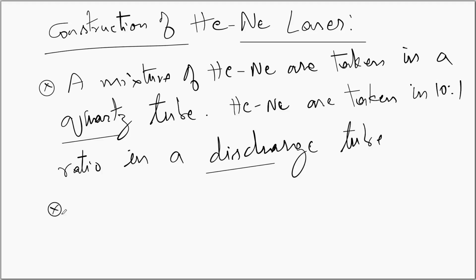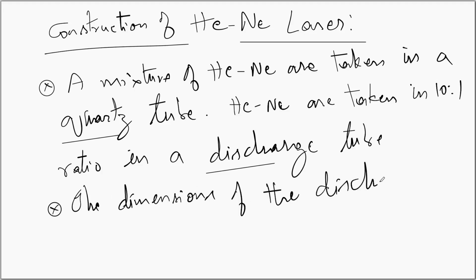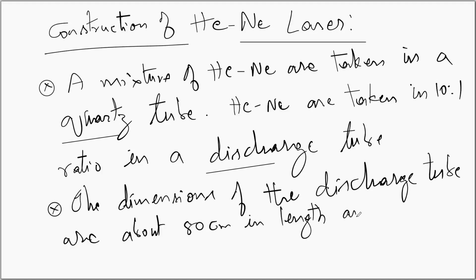The dimensions of the discharge tube are about 80 centimeters in length and about 1.5 centimeters in diameter. So the length of the discharge tube will be about 80 centimeters, and the diameter of the discharge tube will be about 1.5 centimeters.